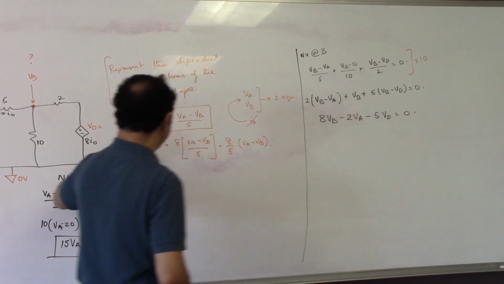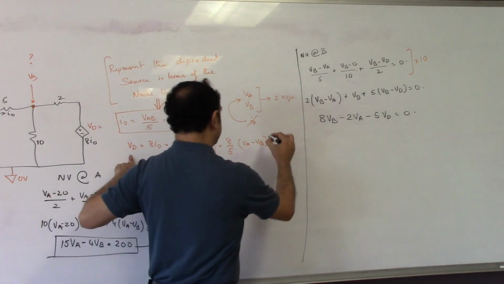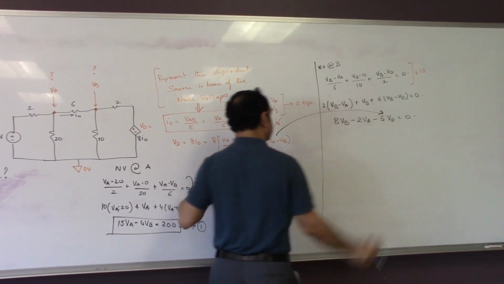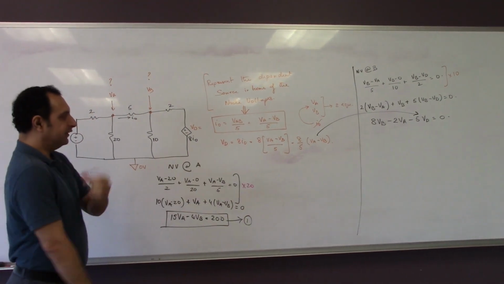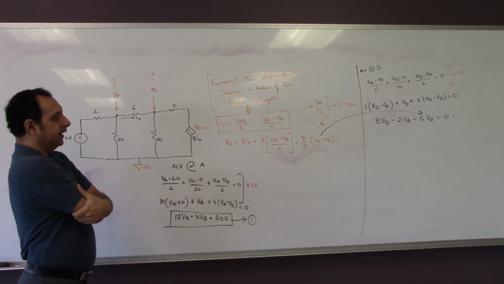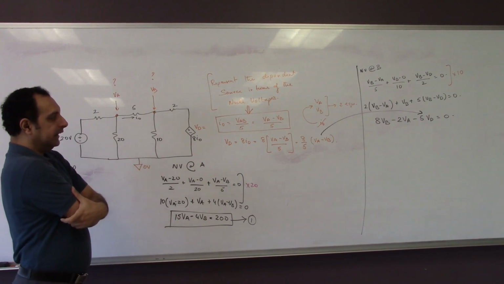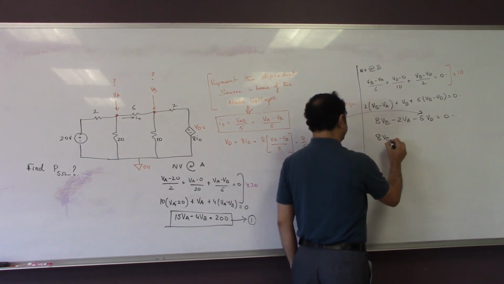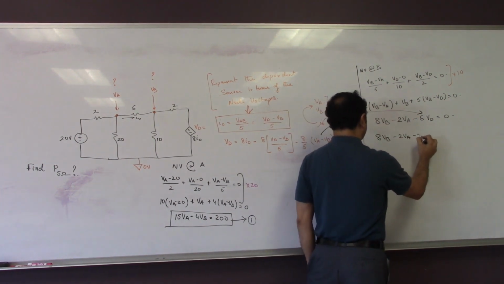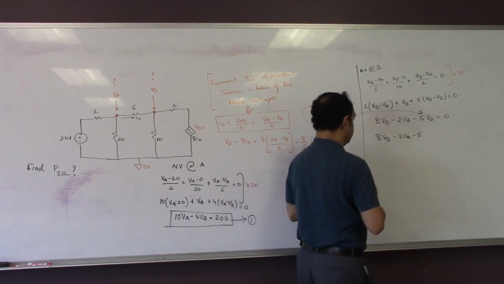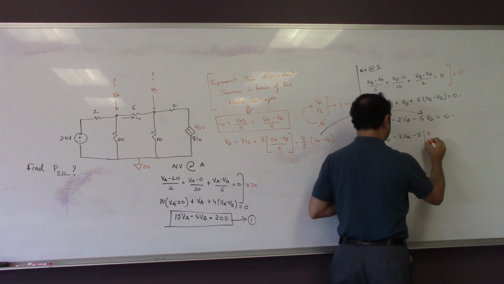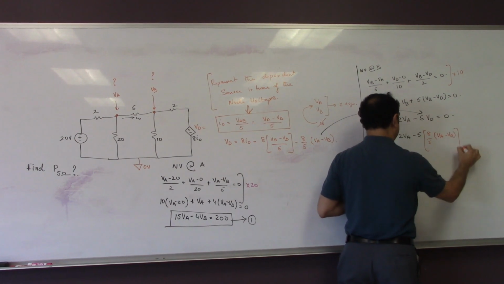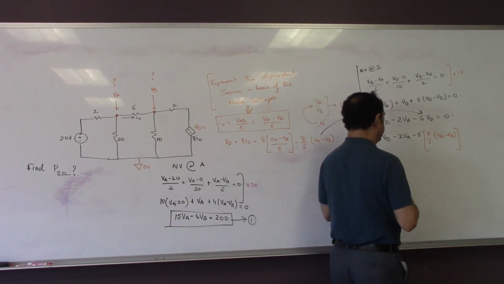So we'll substitute the expression that we got here for VD, where VD is equal to 8 over 5 times (VA minus VB). We want an equation only in terms of VA and VB. So this will be 8 VB minus 2 VA minus 5 times, and we substitute the value for VD, which is 8 over 5 times (VA minus VB).